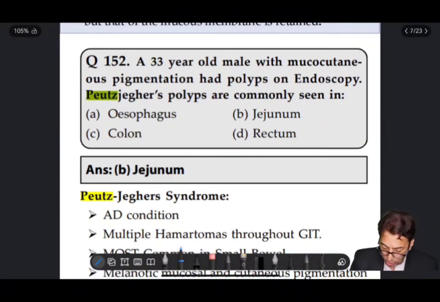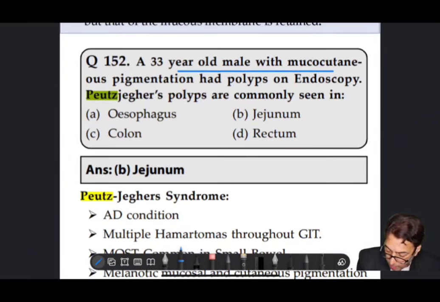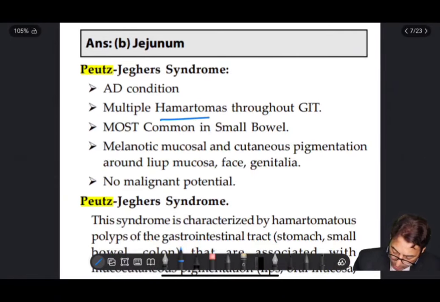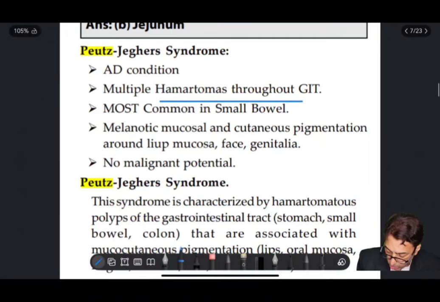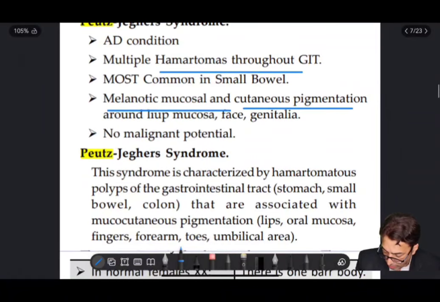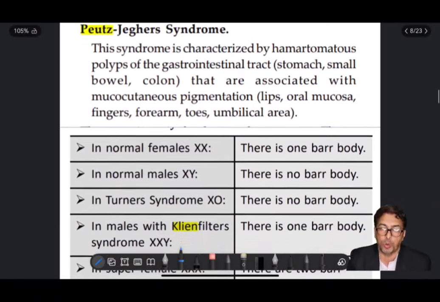Number third. This is the question which I have put, and even the question number is here from the Platinum Q Bank. This question has mucocutaneous pigmentation, as was mentioned, and polyps, and I have given all the information about Peutz-Jeghers syndrome over here. Melanosis, cutaneous pigmentation. As you can see, I have explained Peutz-Jeghers syndrome in detail to give you an idea of how the questions are framed, how the questions are asked.